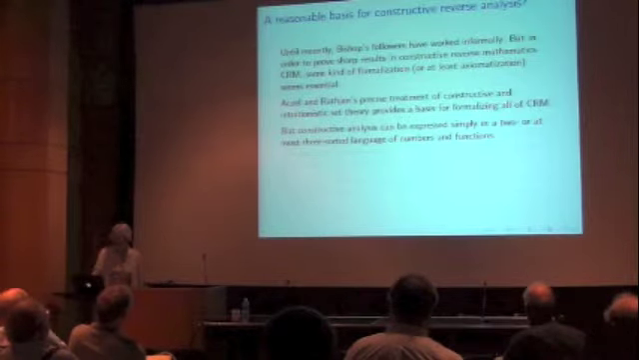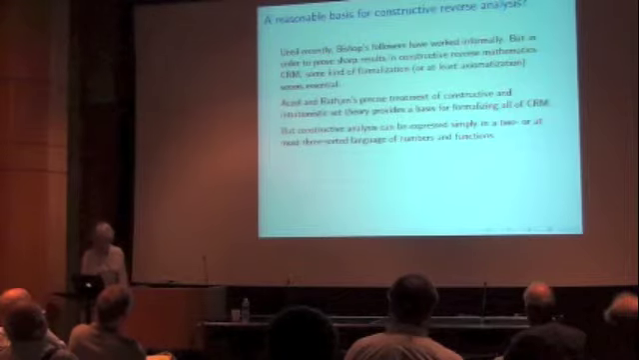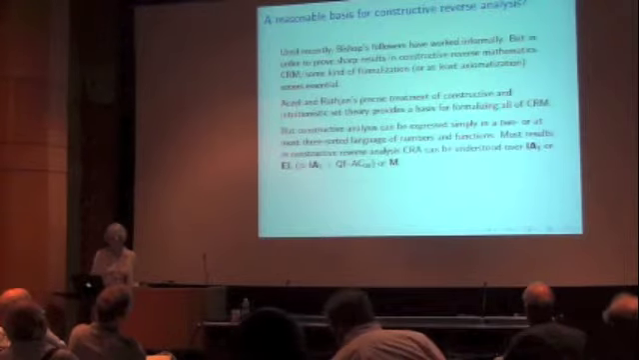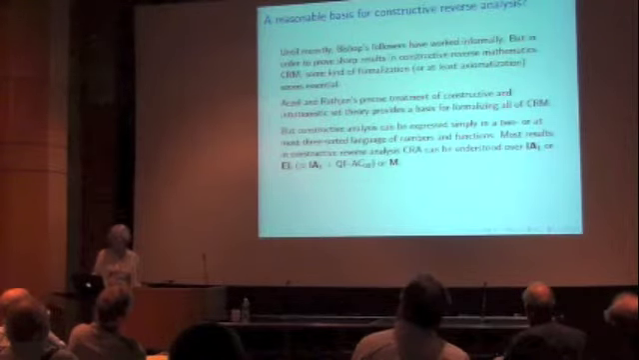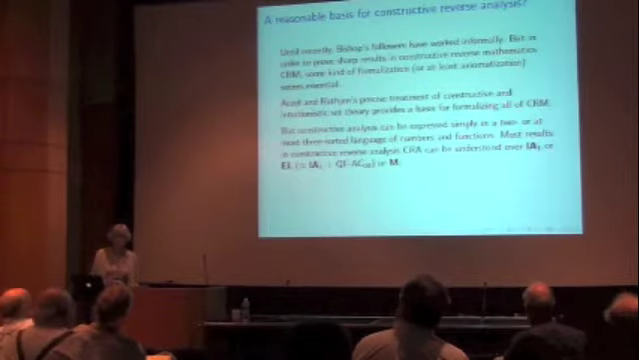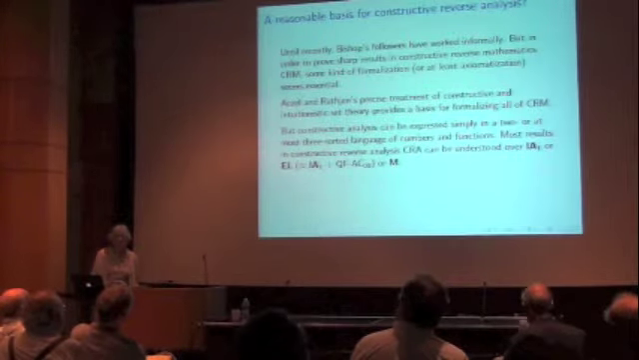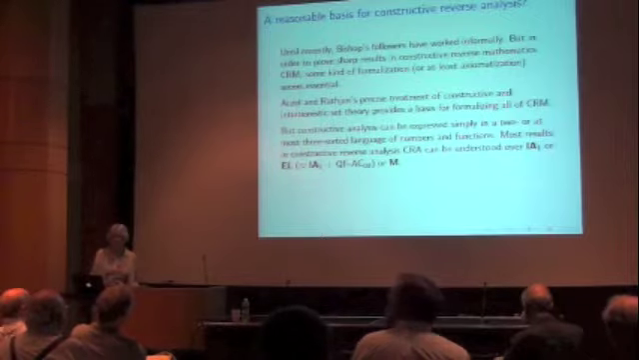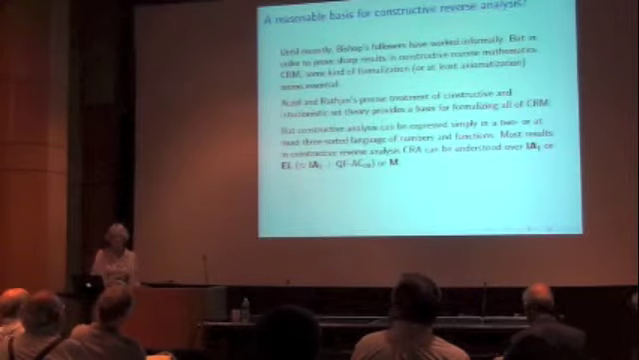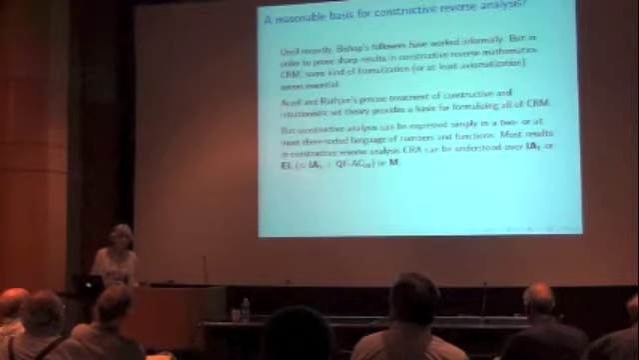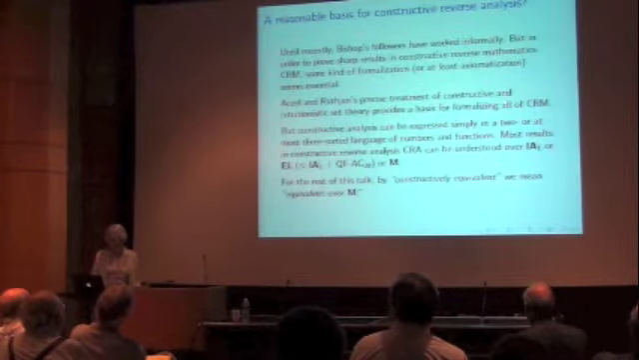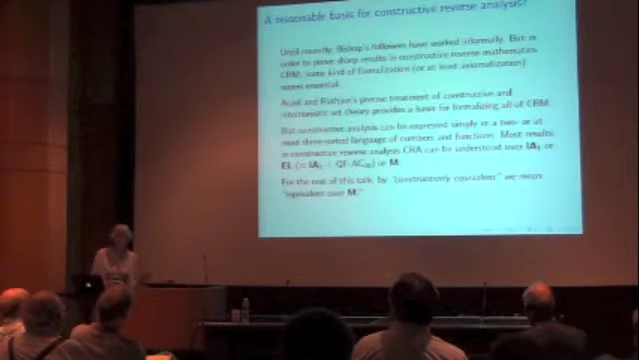But after all, constructive analysis can be expressed simply in a 2 or at most 3-sorted language of numbers and functions. It's really pretty low down. Most results in constructive reverse analysis can be understood over intuitionistic 2-sorted arithmetic, or EL, which is essentially IA1 plus quantifier-free countable choice, or Troelstra's minimal theory M. For the rest of this talk, I'm going to use constructively equivalent to mean precisely equivalent over M. Okay?